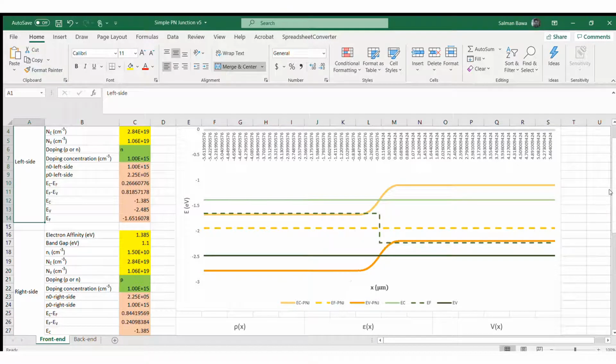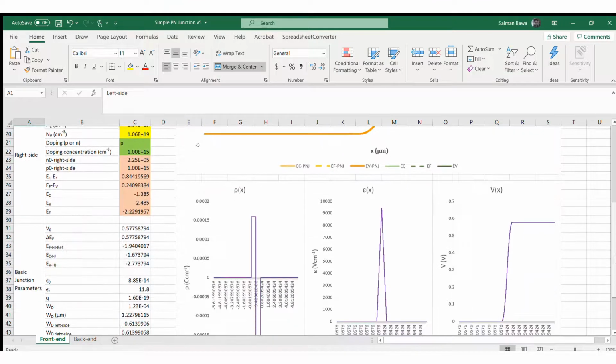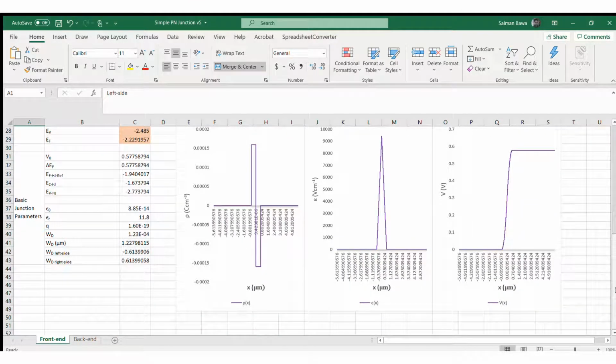Okay, so now we are going to go to the back end sheet. But before we go, we just want to see this value of the width of the depletion region on the left side. So it's minus 0.61. So we're going to remember that, minus 0.61.